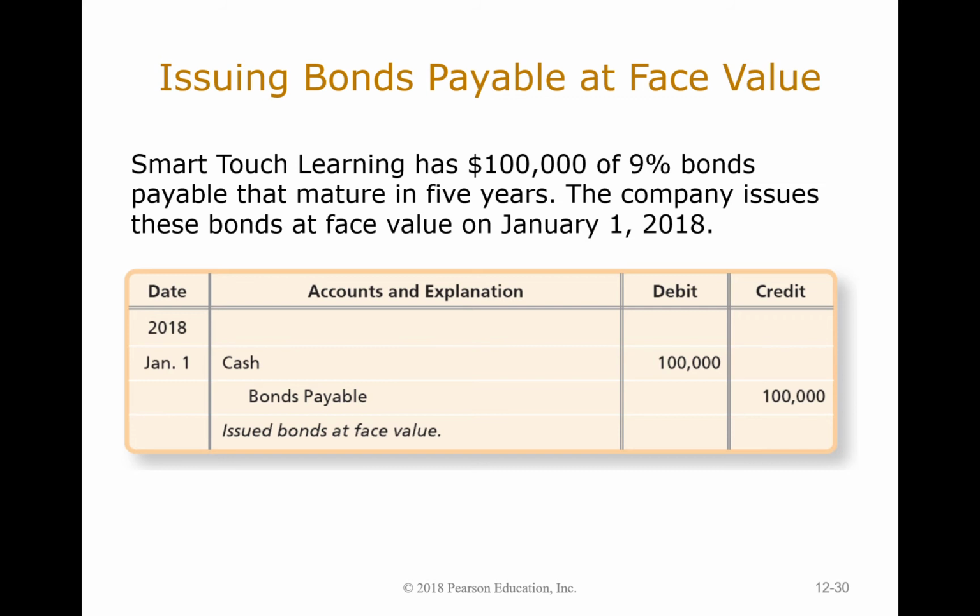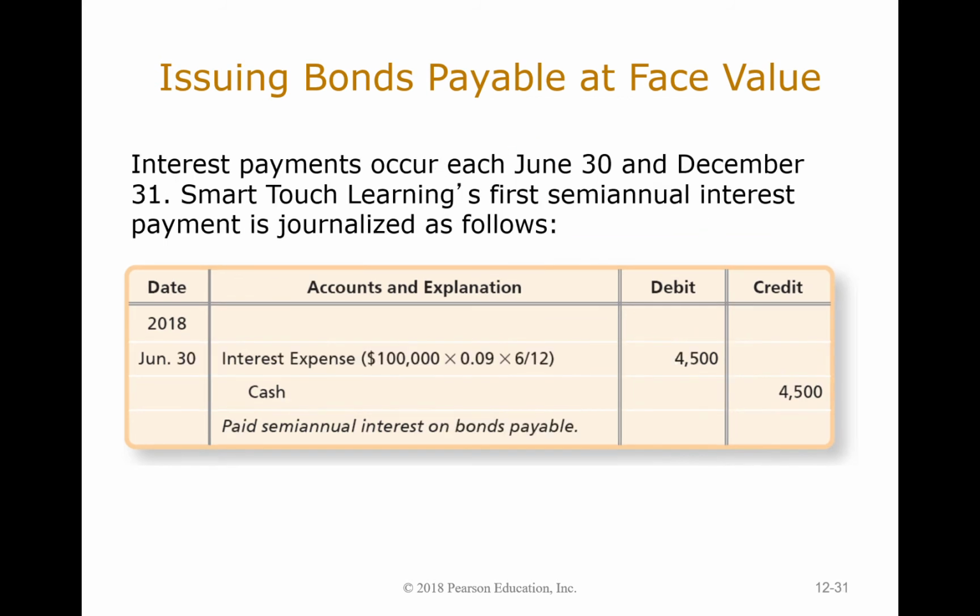So when we issue them at face value, Smart Touch Learning has $100,000 of 9% bonds payable that mature in 5 years. The company issues these bonds at face value, so it's a $100,000 bond. Well, when we issue the bonds, we're getting cash. We're borrowing money. So we receive our cash, we debit it here, but we create the liability that we have to pay back in 5 years, bonds payable for $100,000.